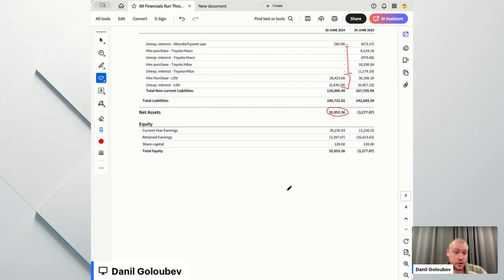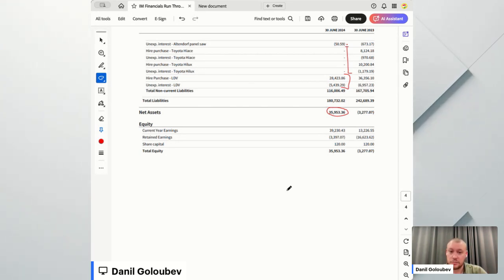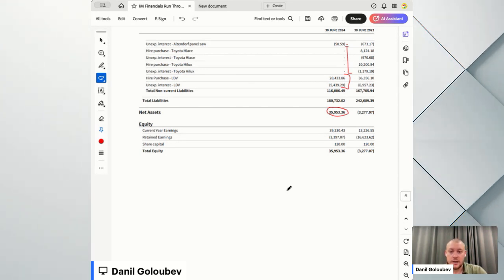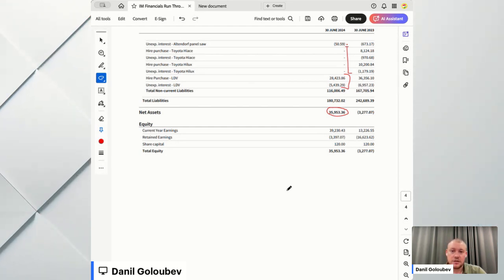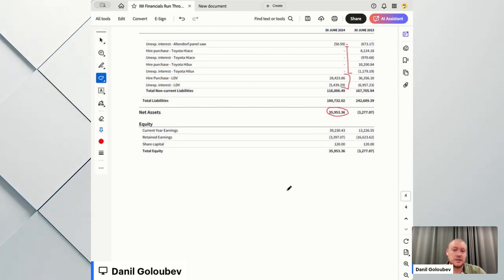But print these out, go to your Xero, go to your MYOB, select the profit and loss, select the date range. The biggest tip before you do this is make sure all the transactions are allocated. Make sure everything's up to date so that when you're looking at these, the data is accurate.